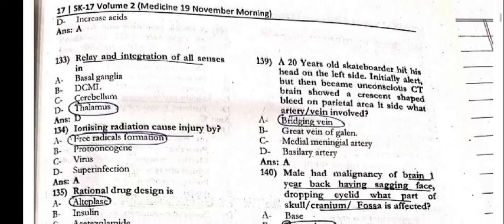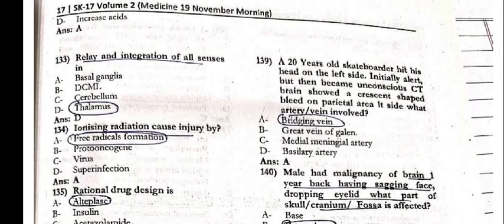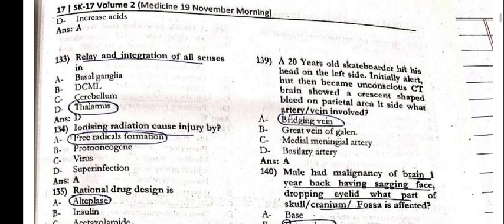Next, 139, a young 20-year-old skateboarder hits his head on the left side, initially alert but then became unconscious. CT brain shows crescent-shaped bleeding on the parietal area. The vein involved would be the bridging vein.